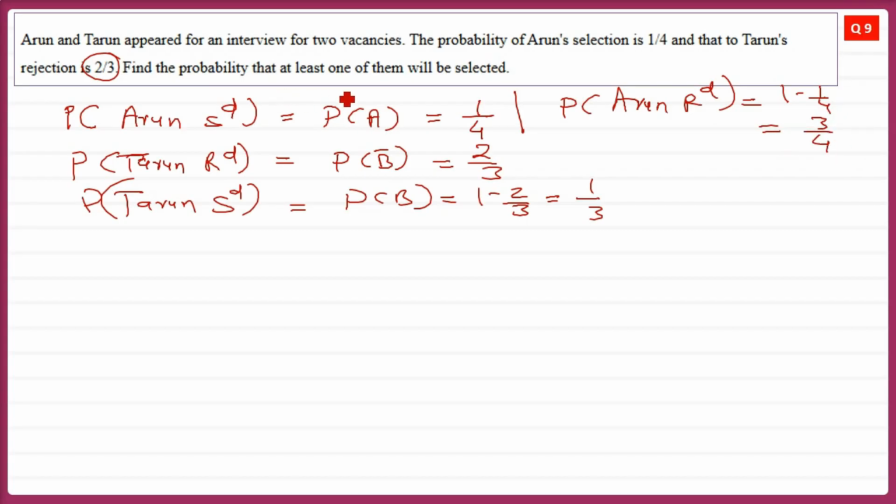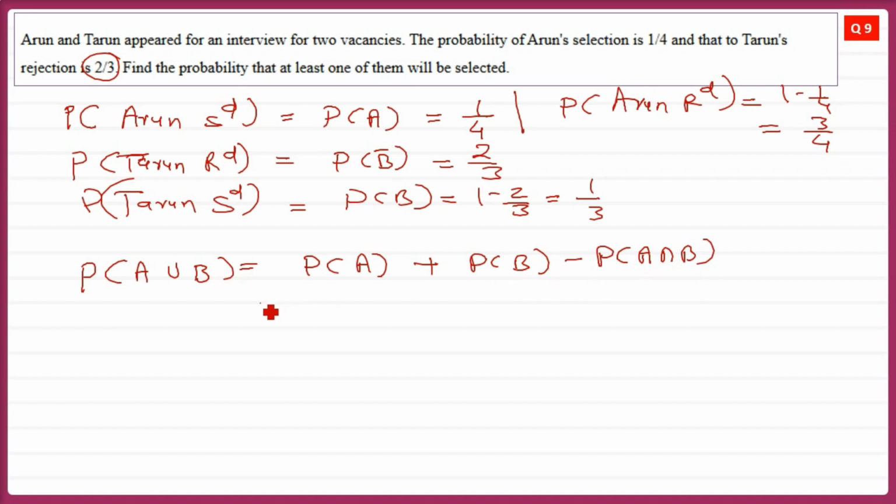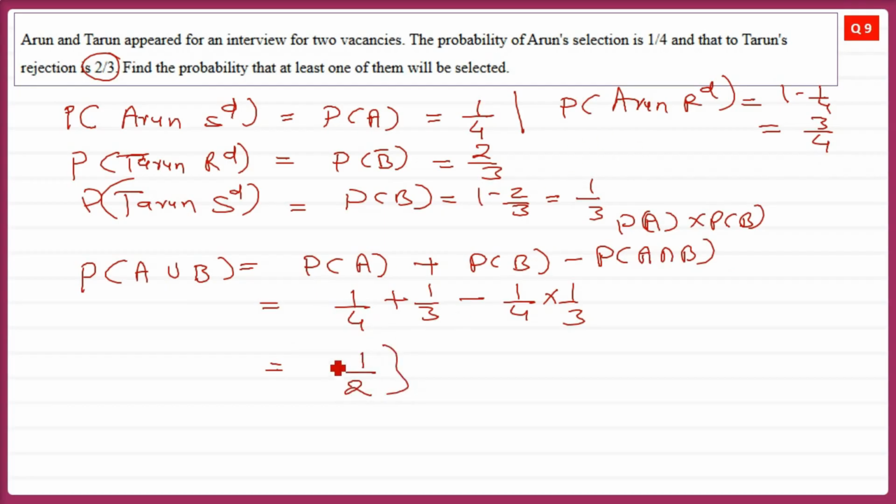Now the probability that at least one of them will get selected. So this is P of A union B. This will be PA plus PB. At least one of them will be either A or B or both of them. So PA plus PB minus P of A intersection B. P of A intersection B, because of the independence, we can write it as PA multiplied by PB. This comes out to be 1 by 4 plus 1 by 3 minus PA into PB, that is 1 by 4 multiplied by 1 by 3. So this 3 by 4 is not required. We computed it, but it isn't used. So the final result is 1 by 2.